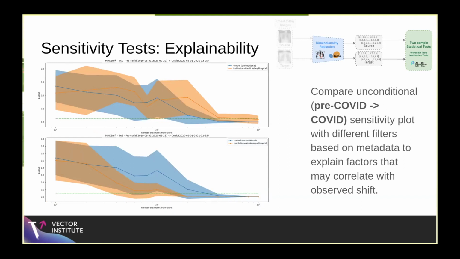And similarly, for somewhat of an unexplained shift, there is the difference between the institutions. So for Credit Valley Hospital, it hugs the control line pretty much perfectly. So you could say that it doesn't contribute as much to the COVID shift. When you use an institution like Mississauga Hospital, you see that there's a considerable dip well below the control line. So it's statistically significant with fewer samples than the unconditional distribution.